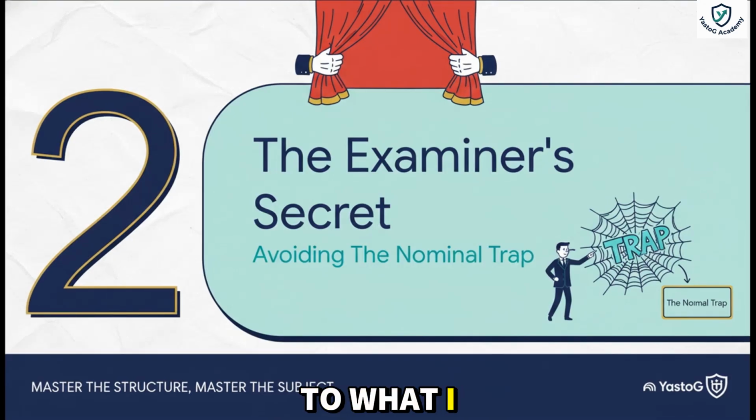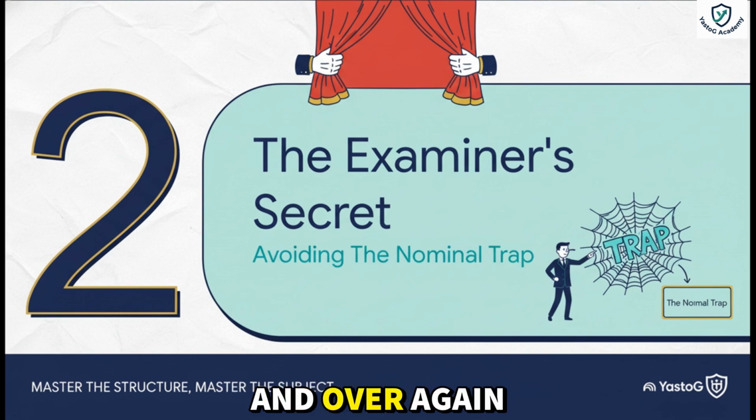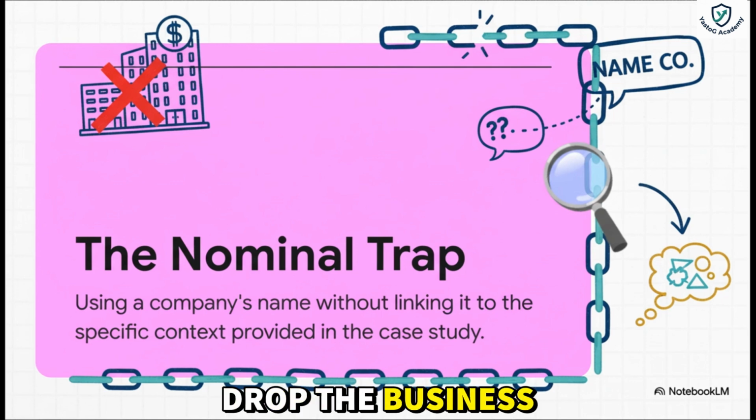This brings us to what I call the examiner's secret. You see, there is a very, very specific mistake that examiners see over and over again. It's a subtle little error, but it's what separates a decent answer from a full-mark answer. So let's pull back the curtain on this classic pitfall, the nominal trap. So what on earth is this nominal trap? Well, it's exactly what it sounds like. It's when you just name drop the business from the case study, but you don't actually use any of the specific details about that business.